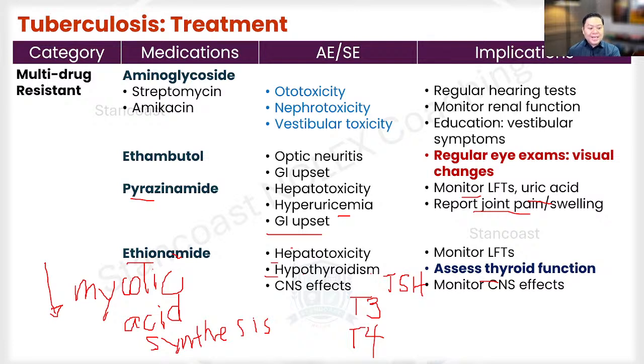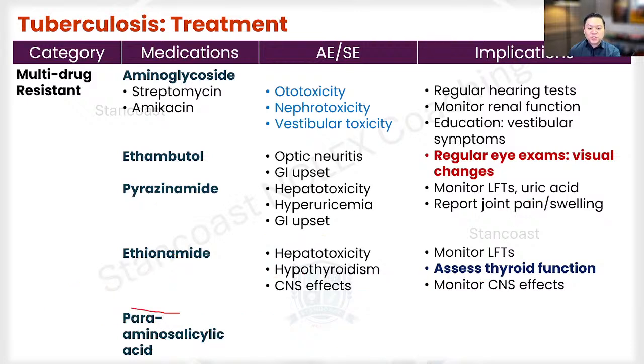Okay. Now, moving forward, we also have another second line medication, which is going to be the para-aminosalicylic acid. Para-aminosalicylic acid, and this has a bacteriostatic effect. It will inhibit the growth of the Mycobacterium tuberculosis, and it will also stop the multiplication of the bacteria. It doesn't really kill, but it will prevent the multiplication.